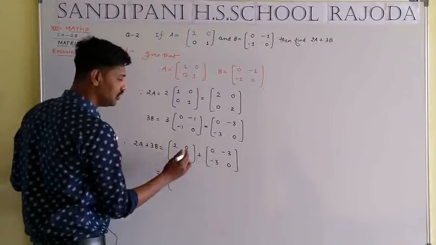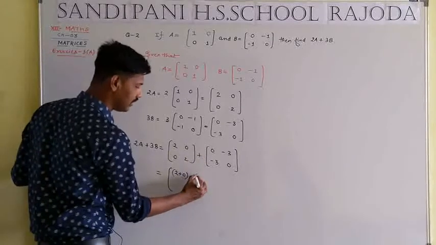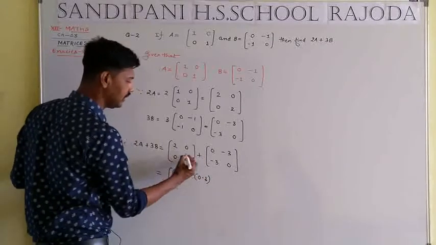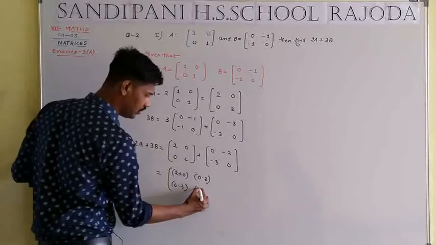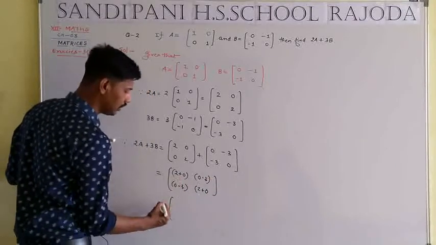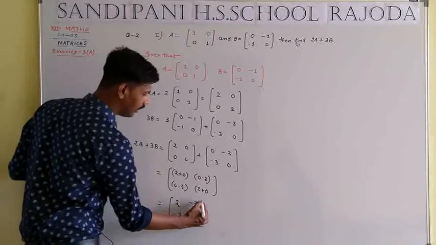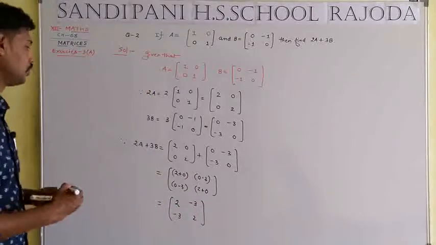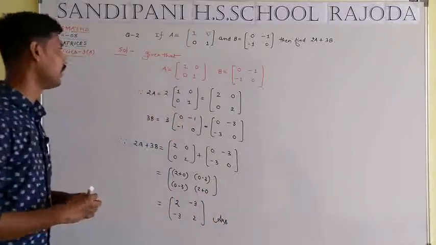2 plus 0, 2 plus 0, 0 minus 3, 0 minus 3, 0 minus 3, and the last one is 2 plus 0. I hope, students, you are getting it very well. 2 plus 0 means 2, then minus 3, then minus 3, and 2. The solution is there. Students, I recall the question.